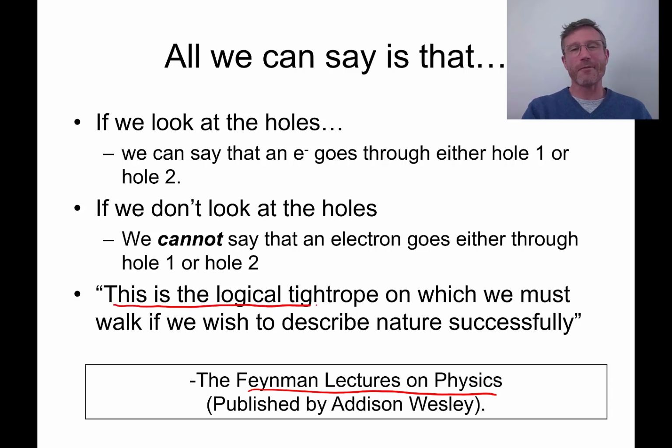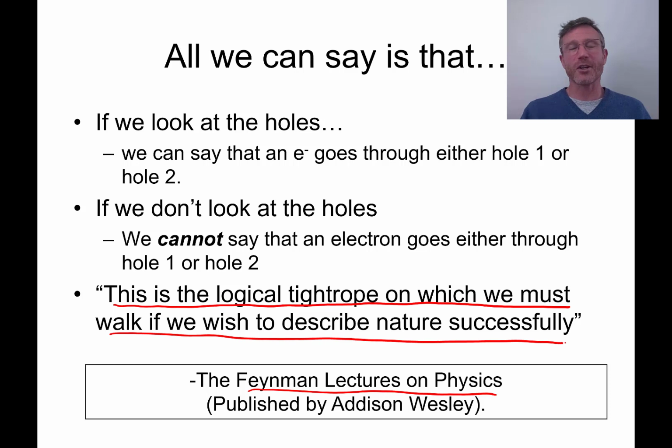And this is a quote from Richard Feynman's book. This is the logical tightrope on which we must walk if we wish to describe nature successfully. So at the end of the day, we don't know, but we do have a mathematical process that can describe the probabilities of which slit the electron went through. We're going to come up with some mathematics that is associated with probability a lot in this course.